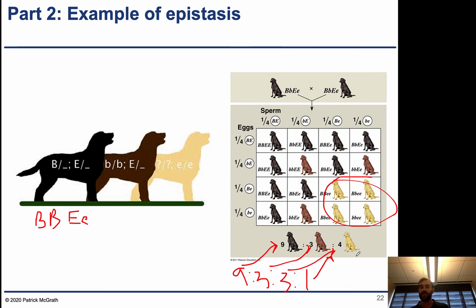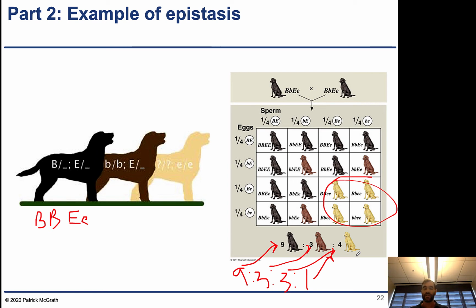So it's recognized by the fact that we still see these 16 ratios, but now we have one less trait than we expect. We would expect to see four different traits, and now our ratios are modified as well.